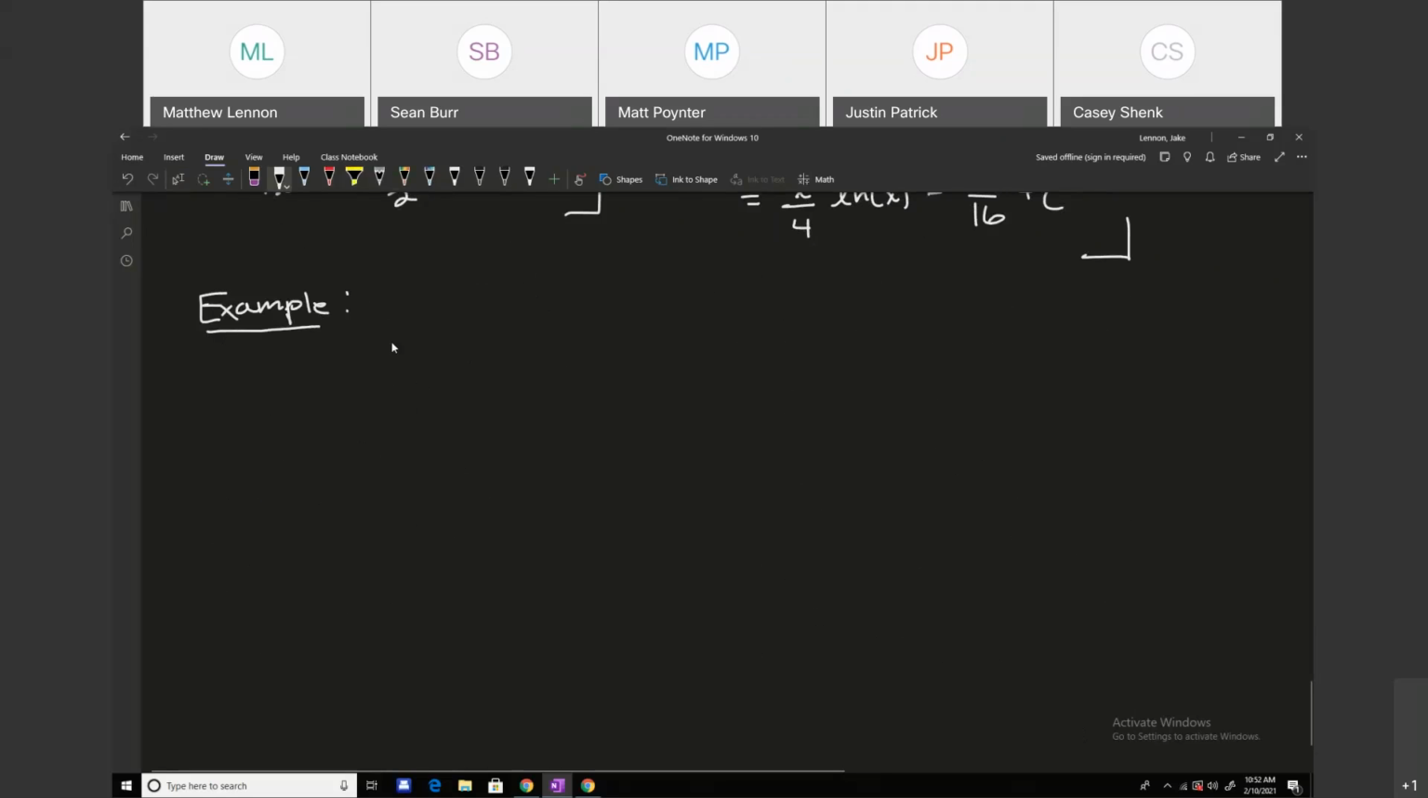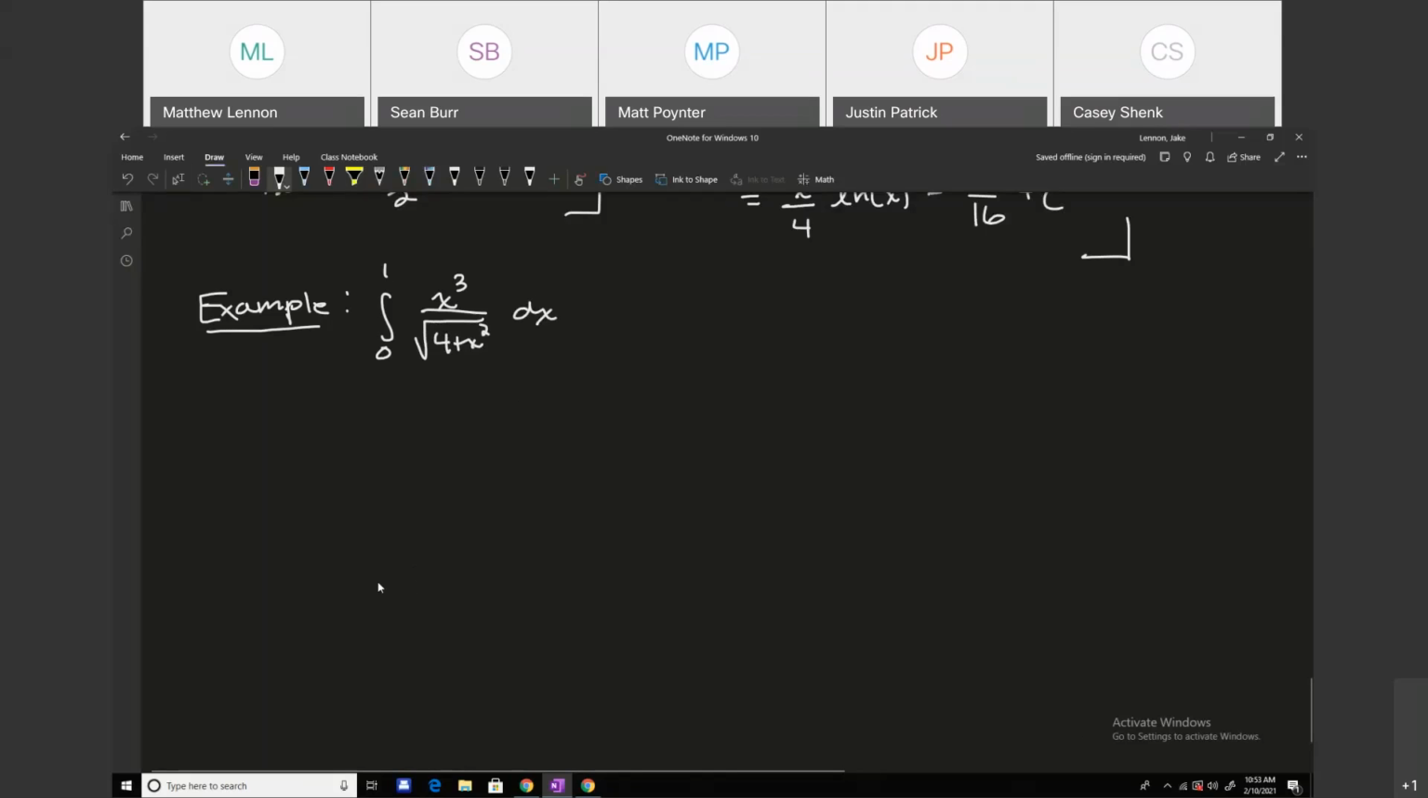So let's do the integral here from 0 to 1 of x cubed over the square root of 4 plus x squared. So this is an exercise from the textbook, actually. The thing that makes this one so tricky is the substitution is kind of difficult.